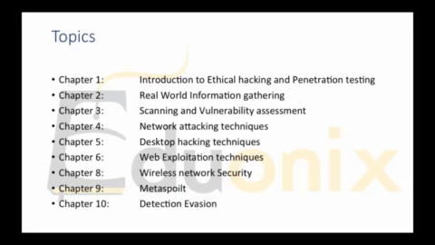So these are going to be the chapters: Introduction to Ethical Hacking and Penetration Testing, Real-World Information Gathering, Scanning and Vulnerability Assessment, Network Attacking Techniques, Desktop Hacking Techniques, Web Exploitation Techniques, Wireless Network Security, the good old Metasploit, and How Not to Get Caught, Detection Evasion.